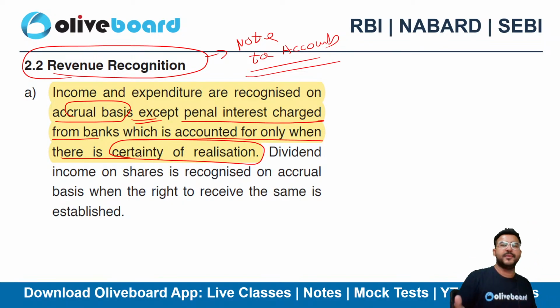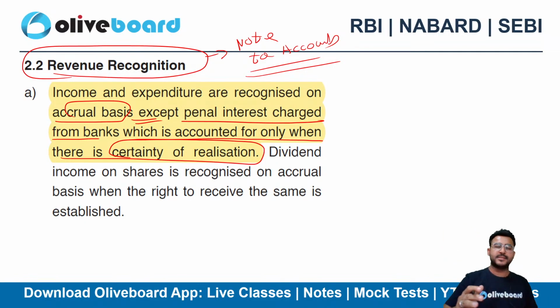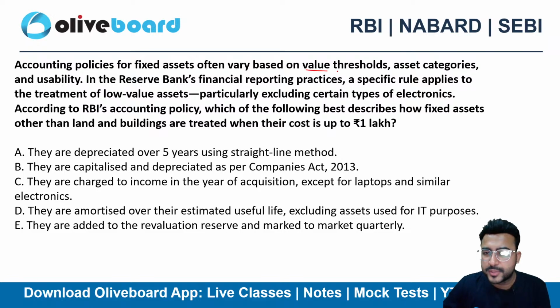Sir, RBI को कौन पैसे नहीं देगा यार? फिर भी यहाँ पे अकाउंटिंग को ऊपर रखा गया है. RBI is a regulatory body, ऐसा कोई बैंक होगा नहीं जो RBI को पैसे नहीं देगा. Still, accounting will be always on the top of the pyramid, right? So जो प्रैक्टिस है, अकाउंटिंग की जो प्रैक्टिस चलती आ रही है, एक छोटे बिजनेस के लिए भी वही चलेगी, बड़े से बड़े बिजनेस के लिए, इंडिया के सबसे बड़े रेगुलेटर के लिए भी वही प्रैक्टिस चलने वाली है, right? Next is accounting policies for fixed assets, often very based on the value threshold, asset categories and usability.